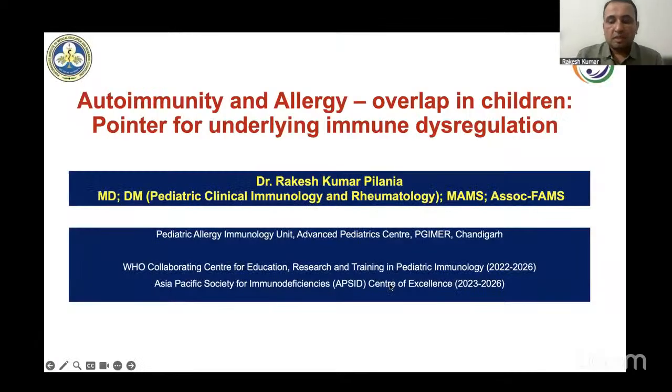So in the next 20 minutes, I will try to show you that autoimmunity and allergies can overlap in children, which we see commonly. As an immunologist, we see primary immunodeficiency at our center, and we follow more than 3000 patients with primary immunodeficiency, which suggests that these disorders are nothing but uncommon. So I'll try to show that these disorders are there, and if you try to see the overlaps, there may be pointers for underlying immune dysregulation.